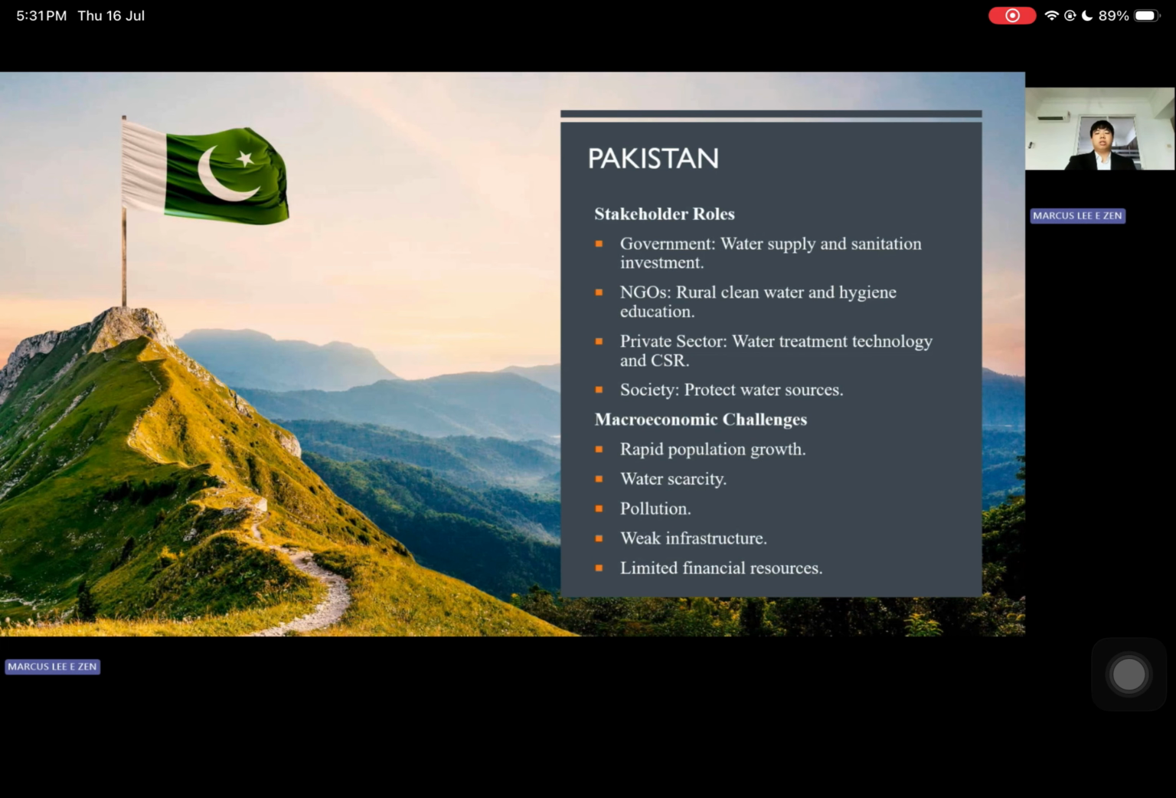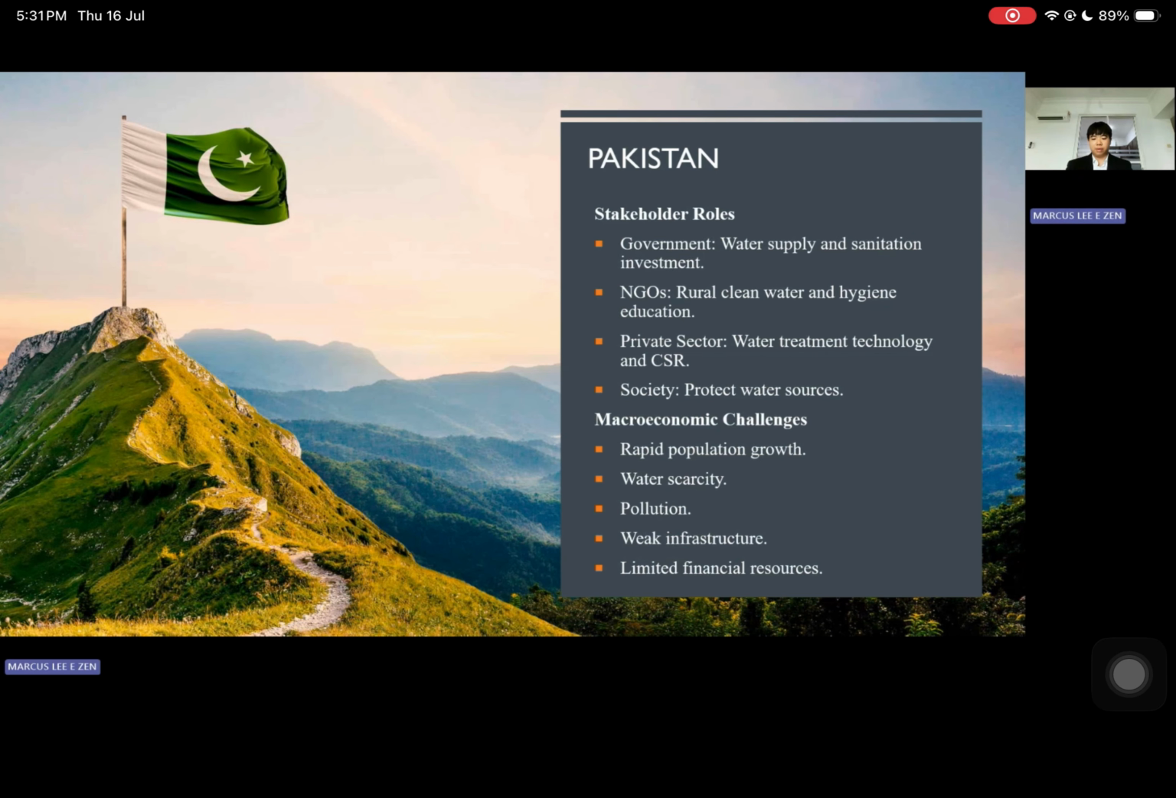NGOs play an important role by providing clean water projects, hygiene education, and emergency water assistance, especially in rural and disaster-affected areas. The private sector supports water treatment technologies, infrastructure development, and CSR activities. Communities also contribute by protecting water resources and practicing good hygiene.